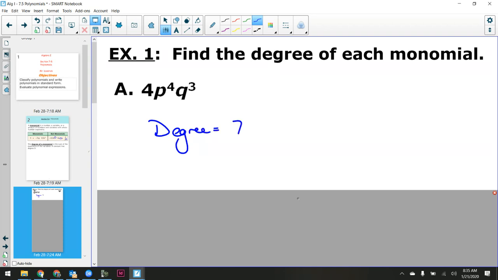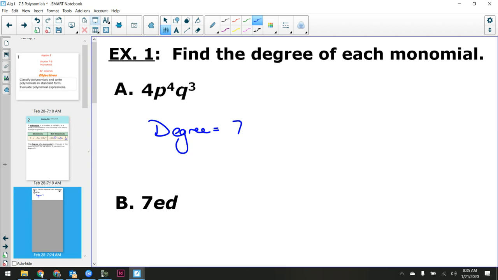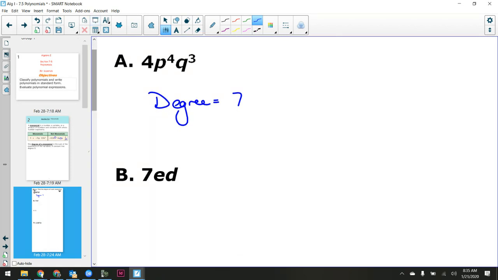Okay. You have no idea what that's used for yet, right? This number is just like a random thing about the polynomial. You have no idea what it's used for yet. I promise you more to come later. Okay, what about 7ED? We all see that this is a monomial, correct? One term. So add up the powers on the variables. So what's my degree of this monomial? 2. 2. 1 here, 1 here.